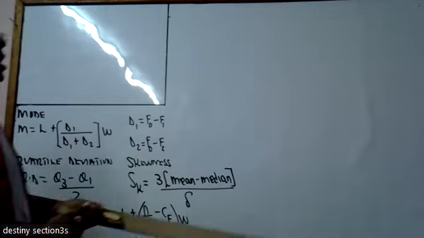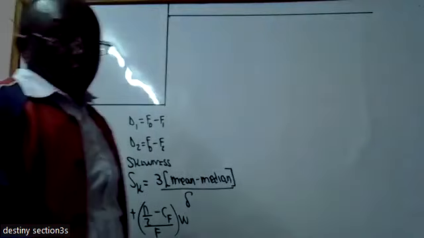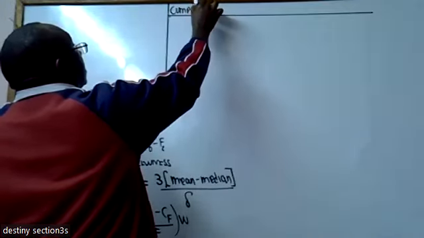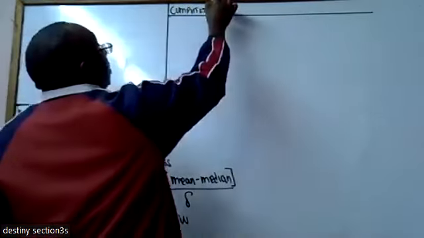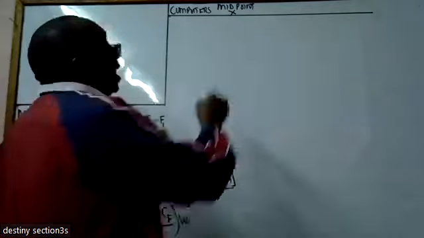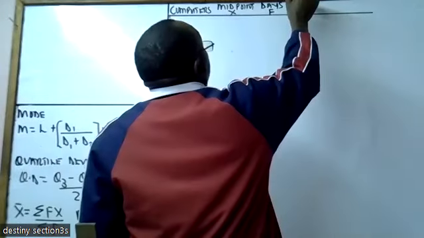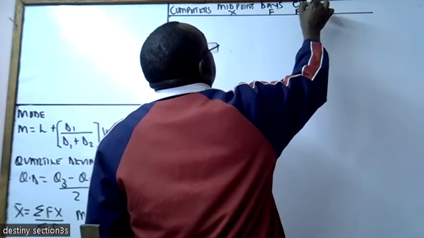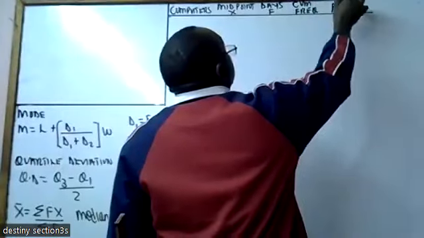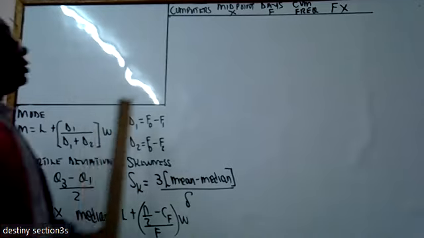So with that now, we know how many columns we require in our table. We have the computers for the class. We require the midpoint, which will be our X. We require the days, which will be our F. We will require cumulative frequency. Because of the mean, we will require FX. I think that is all.